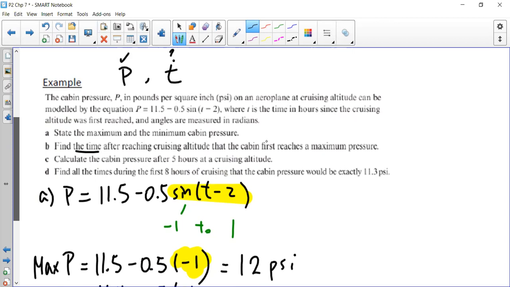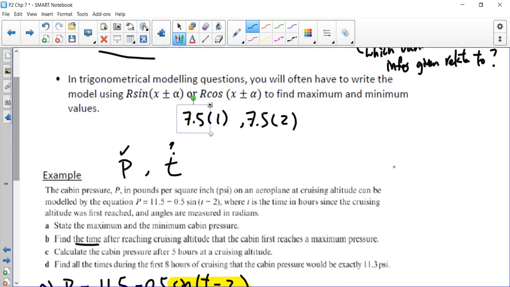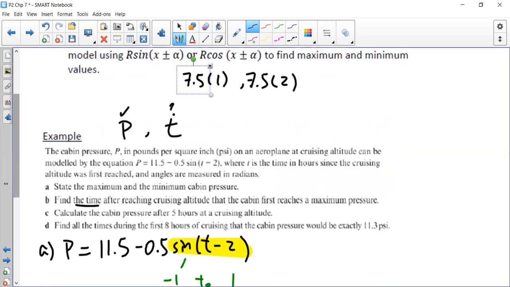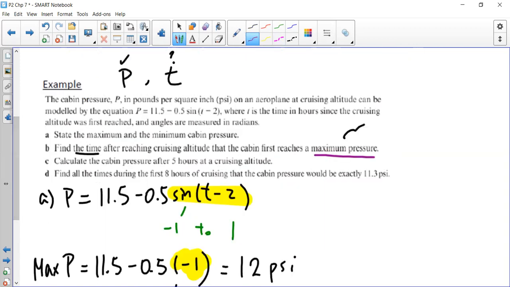So the P given, that means the information given to you. So remember the first two questions. The second question, which variable does the information given relate to? This one, reaches maximum pressure, relates to P. So max pressure is 12. That means when P is 12. So that's the information given. That's how we can link it.